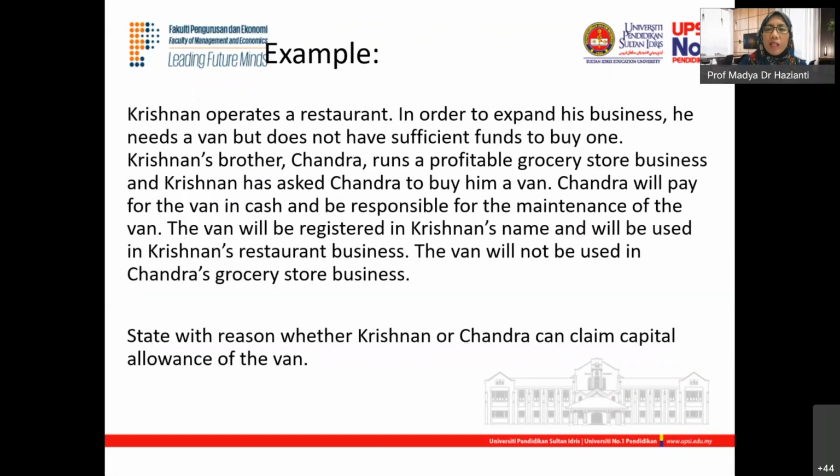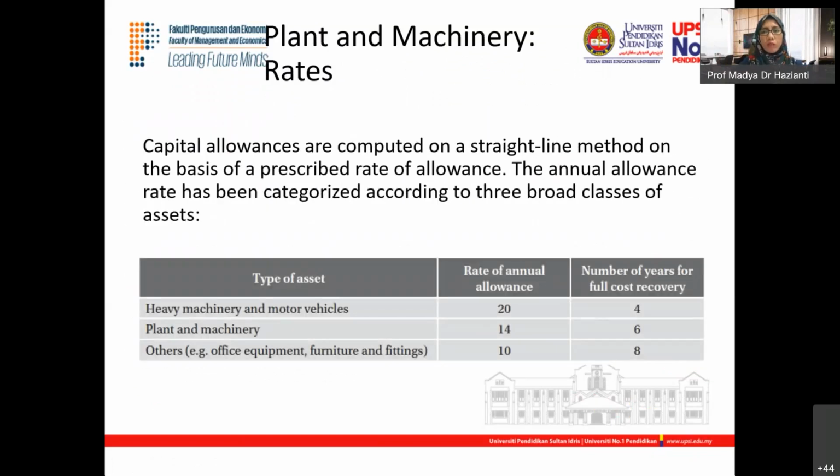So just to test you lah. Boleh dapat tak siapa yang boleh claim. The person eligible to claim. Right. So the first one is plant and machinery rates. Ini kita tengok macam tadi lah. According to the table. For plant and machinery. Kalau heavy machinery motor vehicle 20%, annual allowance, plant and machinery 14%, others, office equipment, furniture, fittings 10%.